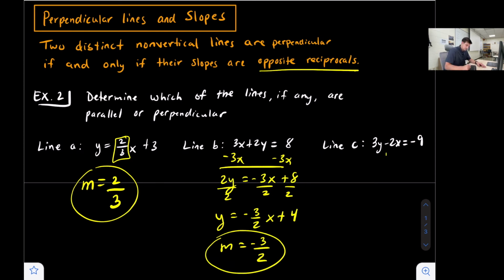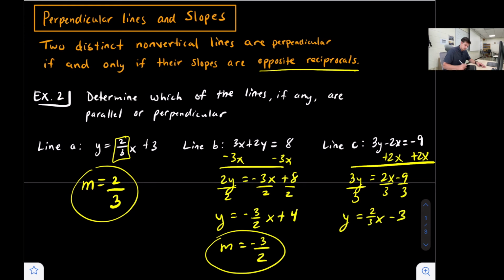All right, so for line C, we want to solve it for y. So we're going to add 2x to both sides. 3y equals 2x minus 9. And now we're going to divide everything by 3. So we get y is equal to 2/3 x minus 3. So now we can say the slope is 2/3. All right, now we're going to evaluate our 3 slopes.